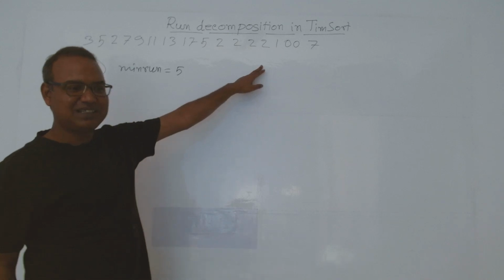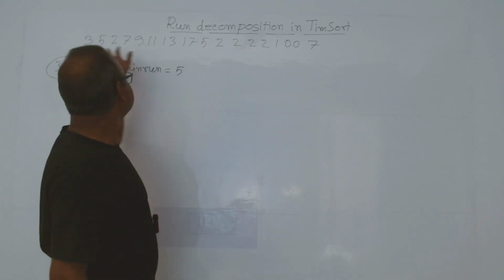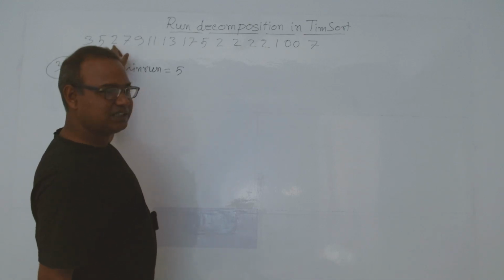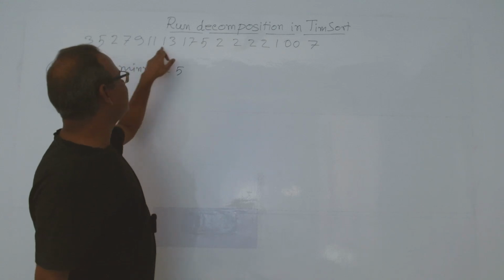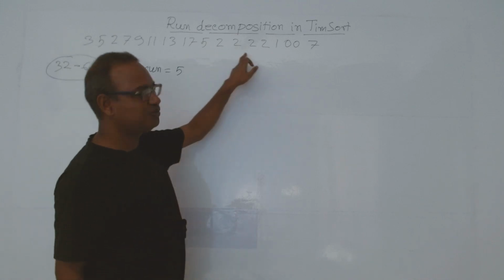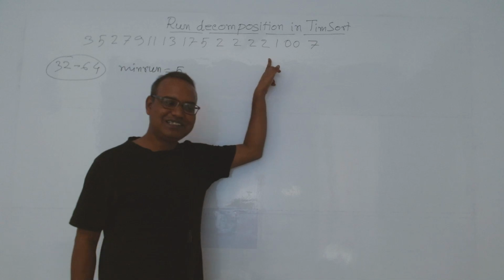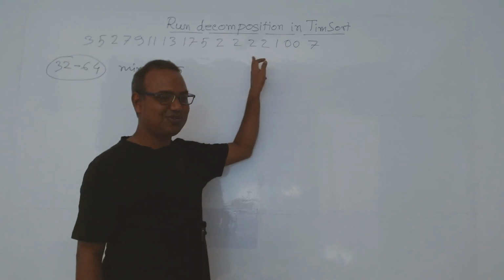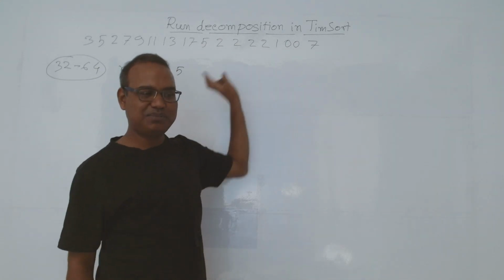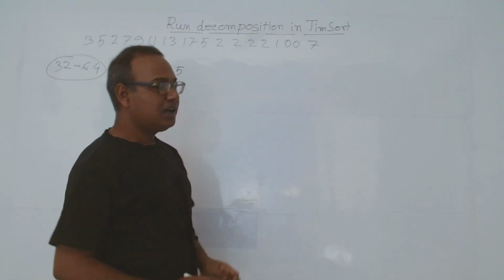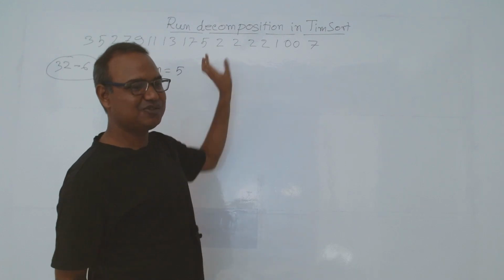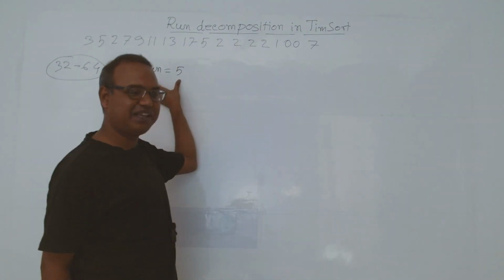array of elements. There are many elements, and there are 3, 5, 2. Okay, 3, 5 is increasing, then 2 is decreasing, then 7, 9, 11, 13, 17, all are increasing, then 5, okay, then 2, 2, 2, 2, 2, 2. This is neither increasing nor decreasing. Okay, so how to handle this issue also, and then 1, 0, 0, 7. Okay, I have included repetition of numbers. Now, how to write an algorithm which will decompose this into small-sized runs? Minimum length will be 5.